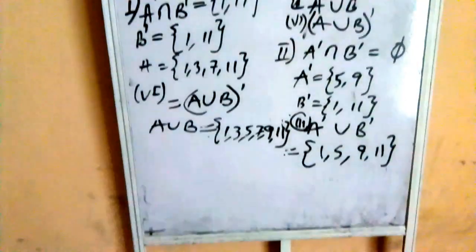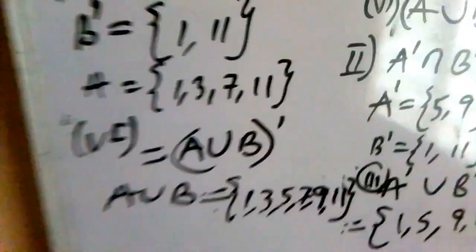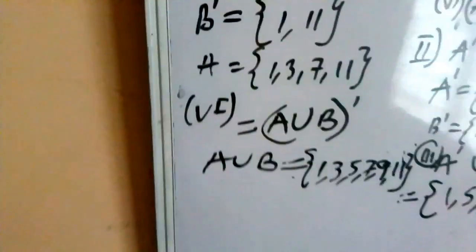We can discover that 1, 3, 5, 7, 9, and 11. This is A union B. Then we are now going to write A union B complement.